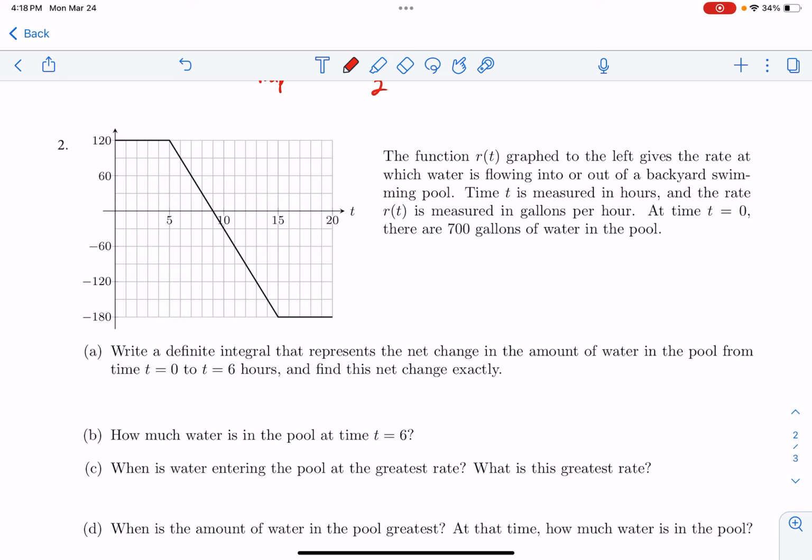So this says the function r of t, again a rate, graph to the left gives the rate at which water is flowing into or out of a backyard swimming pool. Time t is measured in hours, and the rate r of t is measured in gallons per hour. So if you integrate gallons per hour, you are finding the accumulation of gallons. At time t equals 0, there are 700 gallons in the pool. We're going to remember this, that we're starting off with 700 gallons in our pool. This says, write a definite integral that represents the net change in the amount of water in the pool from 0 to 6 hours and find this net change exactly.